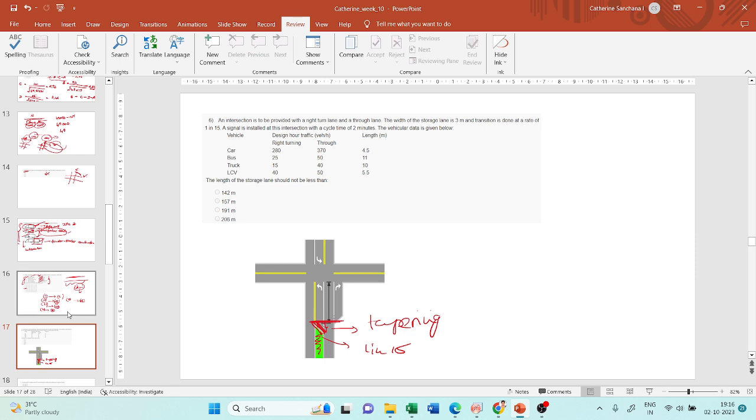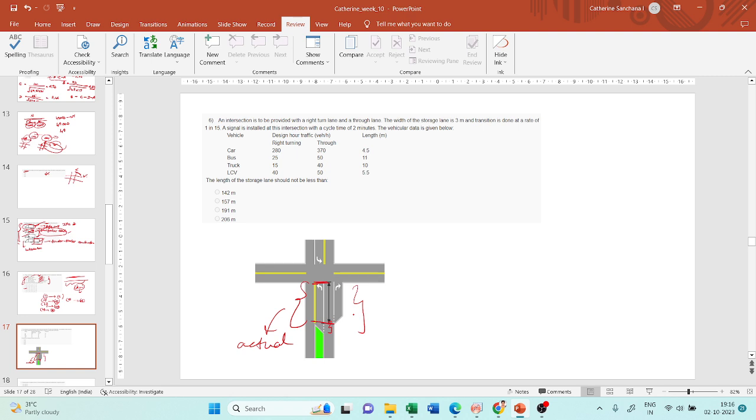So this is the tapering that they provide, okay, and this is the actual storage lane that you find out. So the total storage lane length will be the summation of these two. Okay, so they are asking you to find out what is the length of the storage lane.